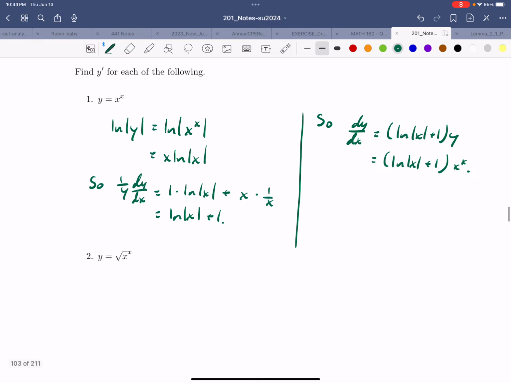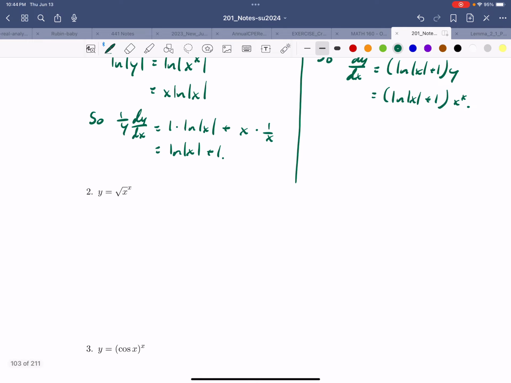Number 2. Now, I know some people are saying, is that the square root of the quantity x to the x, or is it the square root of x, quantity to the x? Turns out it doesn't matter. Whichever one you want. Because if you just think about it, we can pull the square root out in front and then pull the x out in front. There we go.